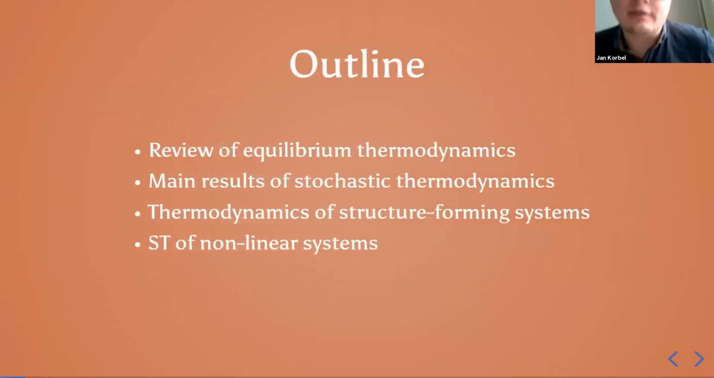So the outline of this is that, of course, I know that not everybody is familiar with stochastic thermodynamics, so I would like to first start with a brief review of thermodynamics and its historical perspective. I'll also tell something about the standard results in stochastic thermodynamics.